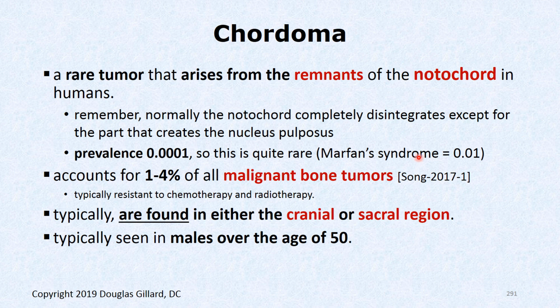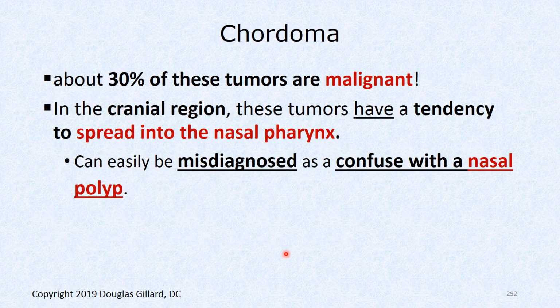Rarer than Marfan syndrome is 0.01. I don't like to talk about conditions that are rarer than Marfan syndrome, but this one, I mean, we're talking about notochord, so this is a notochord that didn't regress with the passage of time. About 2% of all malignant bone tumors are the result of a persistent notochord, and they're these chordomas. They typically show up in the cranial or sacral region, show up symptomatic in males around 50 or over the age of 50.